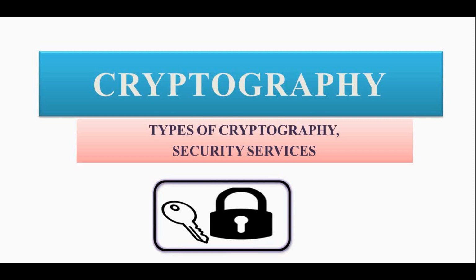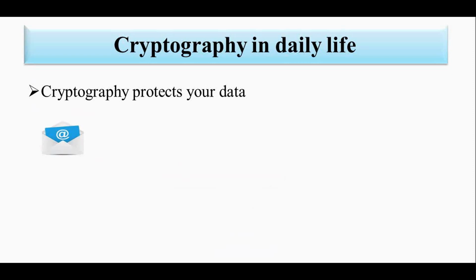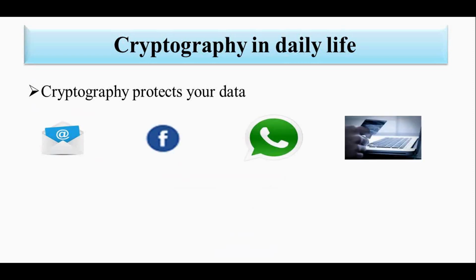In this video we are going to see about cryptography, the types of cryptographic algorithms and the security services which are supported by cryptography. Actually, cryptography is used in our daily life. It is to protect our data. The data in the sense the mail we are sending, the Facebook, WhatsApp conversations and online transactions. So this is to secure your data from online hackers and criminals.